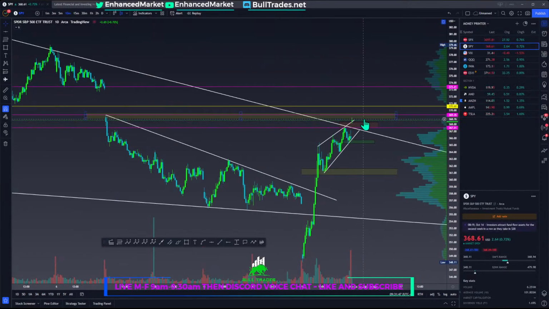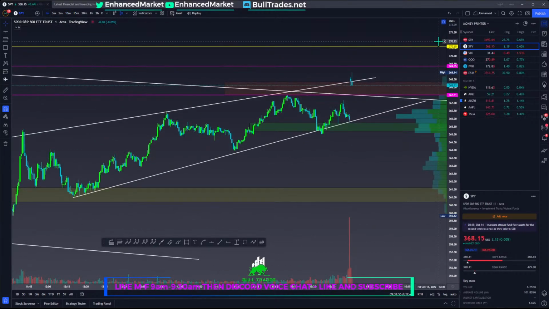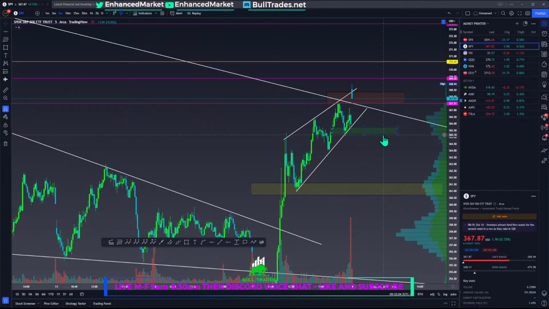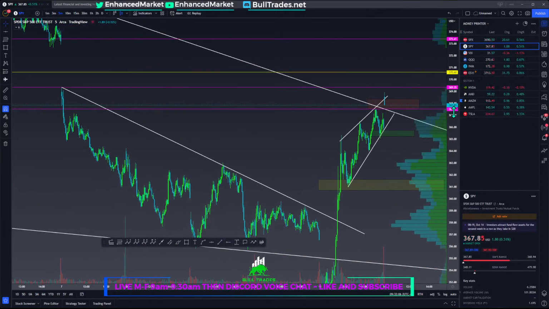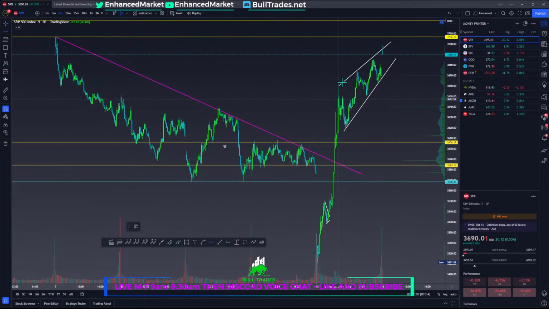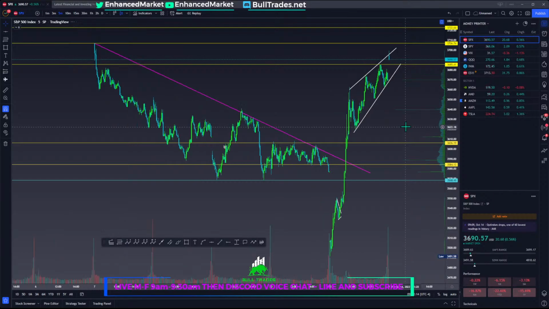It's having a tough time testing this level here. Here's the 1 minute. Don't really like to trade it. We might see a pullback back down to this region. Need to wait a little bit. So here now, starting to pull back. Let's see what happens at this 367.51 level, or this high here, 3685.41.